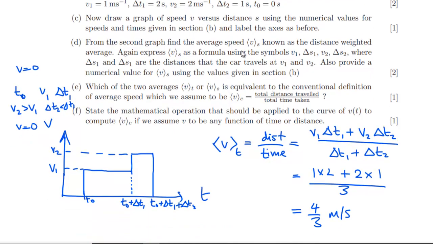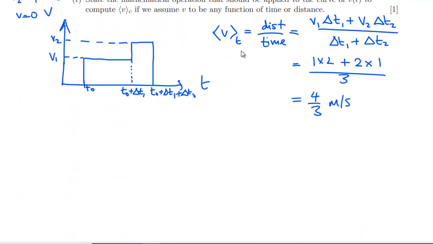That's B. Now draw a speed versus distance graph using the numerical values for speeds and times given in section B. Okay, using all those numbers. Right, so now we're doing speed against distance. I'll still call it V, and an S for distance, say. So now we're going, speed against distance.